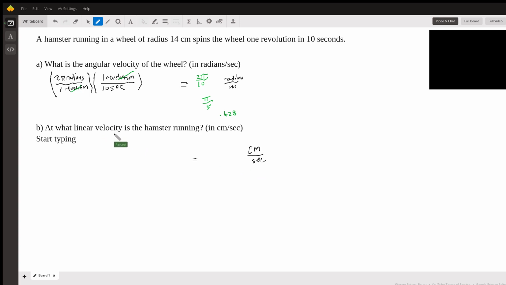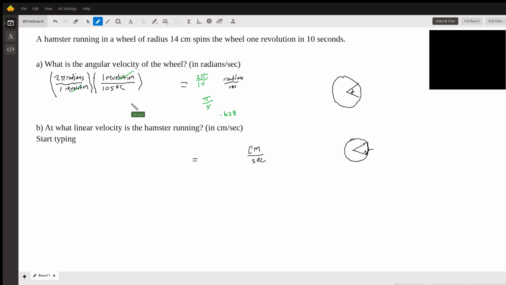So linear velocity is the distance that the hamster is running around the wheel. So you can think of angular velocity as the change in the angle over some period of time. So that would be the angular velocity, radians per second. The linear velocity is the distance traveled over time. So you would start here and end here if you were the hamster spinning the wheel. Okay, so once again, we have our target, centimeters per second.